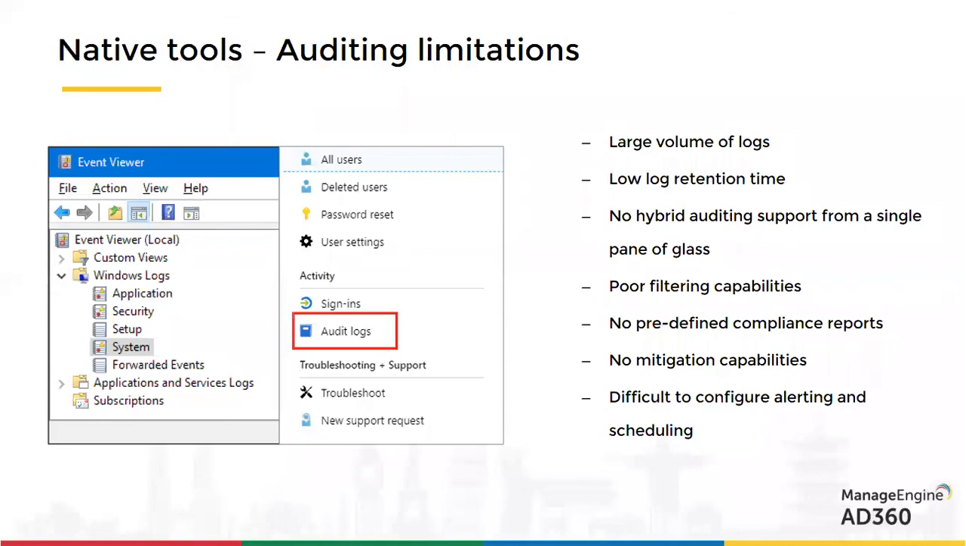It's because the native tools are not up to the mark again, right? Your Active Directory records events in the event queue. Your Azure Active Directory records events in the audit log. So if you have to correlate actions that have happened in Active Directory and Azure Active Directory and find out something suspicious, find out a sensitive change, you cannot do so, right? So there's no hybrid auditing support from a single screen.